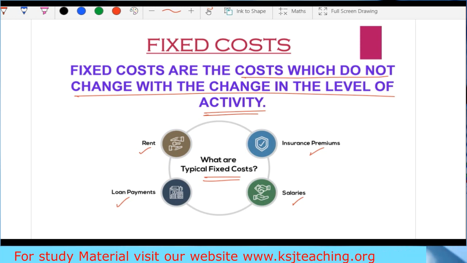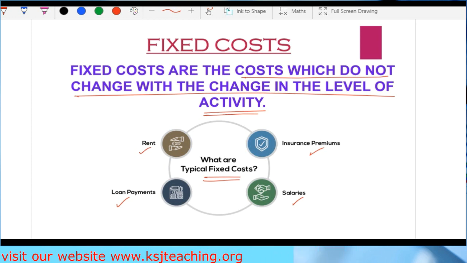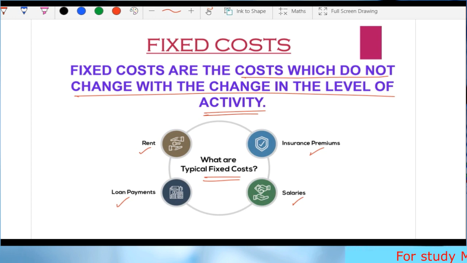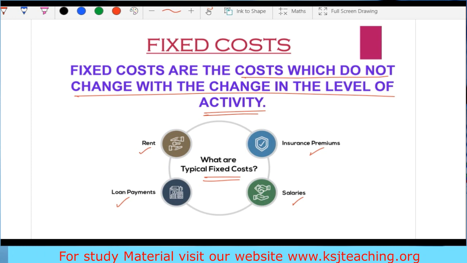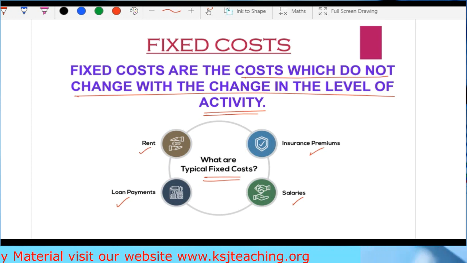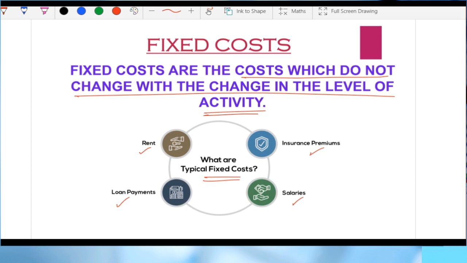So this couple who was staying in the rented accommodation, they are staying in the same accommodation. What has happened? They have a baby now. The family has increased from 2 to 3. But the rent will remain the same, that is 20,000 rupees. This rent is not related to the level of activity, whether there are 2 members in the family or 3 members in the family, or after say another 2 years they have another baby, right? The rent will not change.